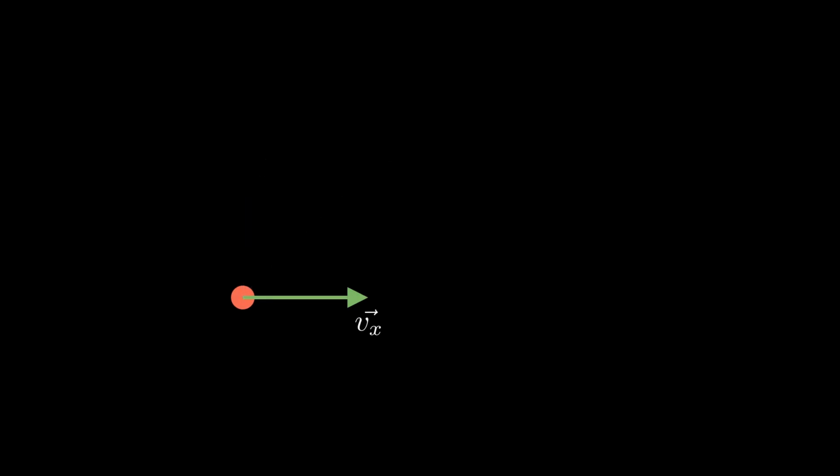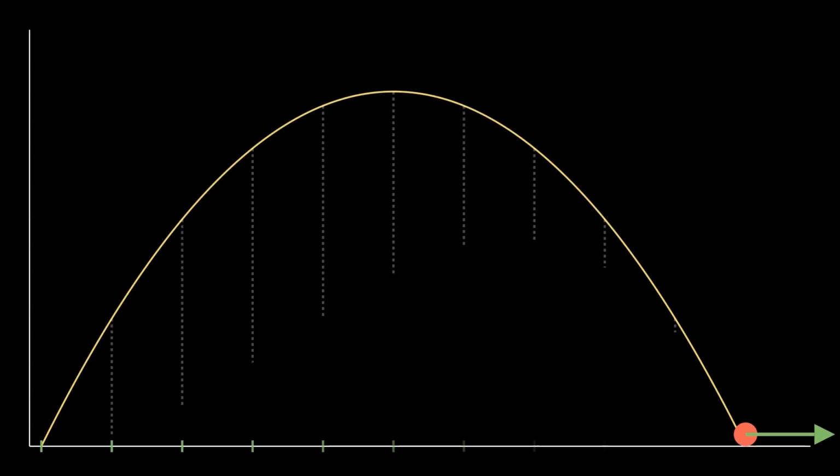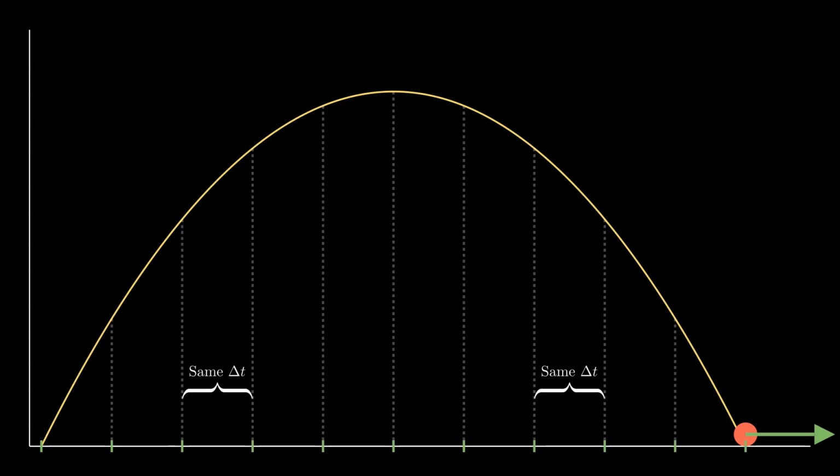Let's look at Vx to begin with. Since we've removed air resistance, there's nothing to slow down or speed up the ball in the horizontal direction. In other words, Vx stays constant throughout the flight of the ball. This means that for every extra second the ball is moving, it moves the same distance in the horizontal direction each time. So if in this time interval the ball moved 5 meters to the right, then it would also move 5 meters to the right in this other time interval.